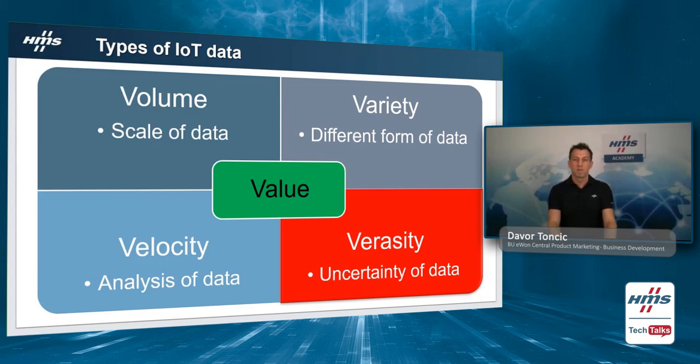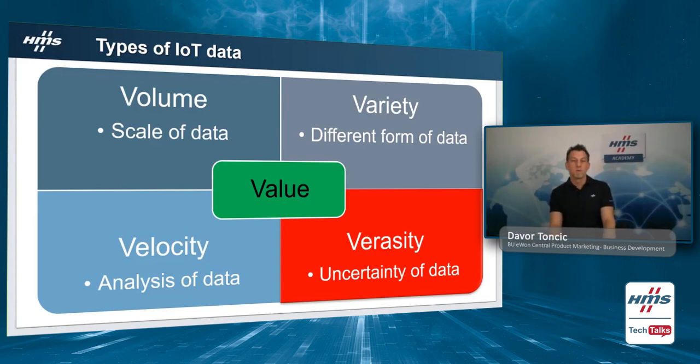We also talk about the variety of data, so different types of sensors and different types of controllers and actuators will produce different types of data formats. And so you need to be able to manage that inside a cloud platform as well. We're also talking about velocity, and with velocity we mean the speed at which the data is generated or needs to be consumed by the platform. And this could be, for instance, a vision system that is sending images that need to be processed.